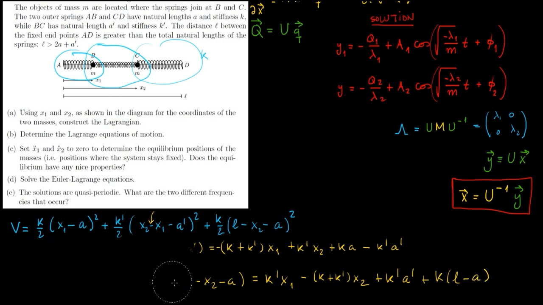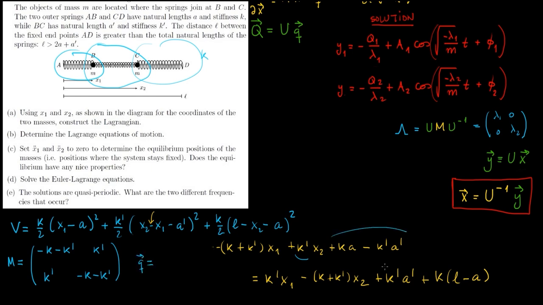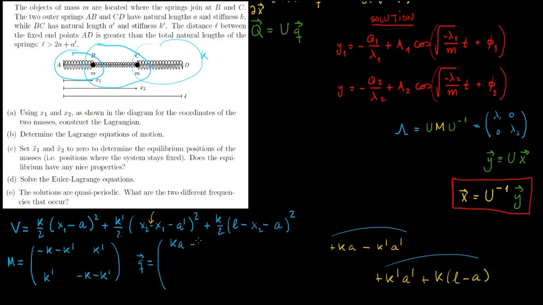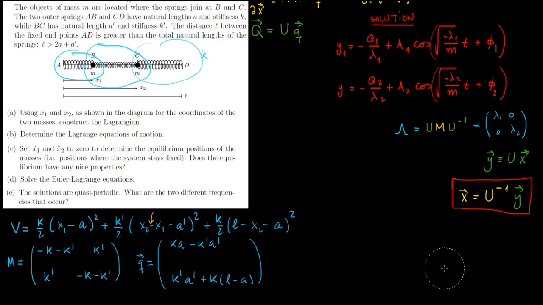Let's express these equations in matrix form. M will be equal to minus k minus k prime, k prime, k prime, and minus k minus k prime, and q will be this and this: k a minus k prime a prime, k prime a prime plus k (L minus a). Great, we're done. Okay.